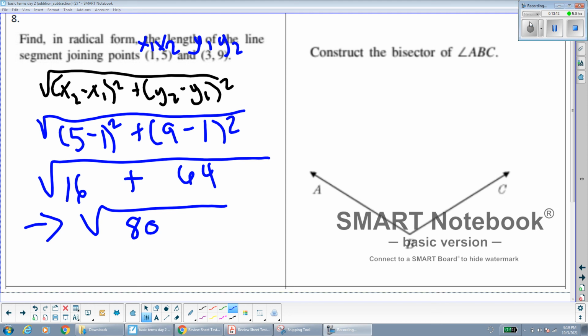For those of you who want to take it a step further and simplify it completely, radical 80 breaks down into radical 16 and radical 5. The square root of 16 is 4. So we have 4 radical 5 as our answer in simplest form. But once again, if the question doesn't ask for your answer in simplest form, you don't have to simplify it. Radical 80 would have been just fine in this situation.